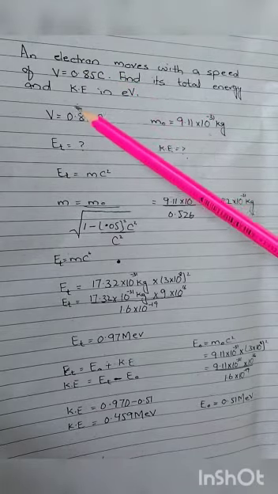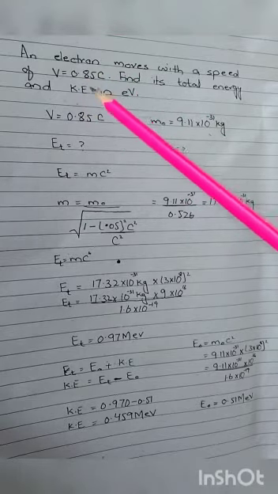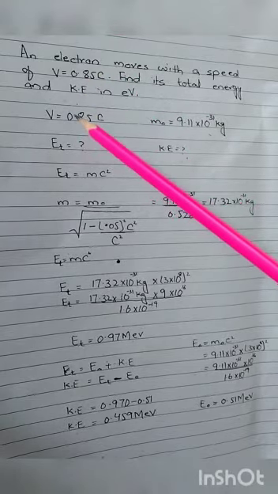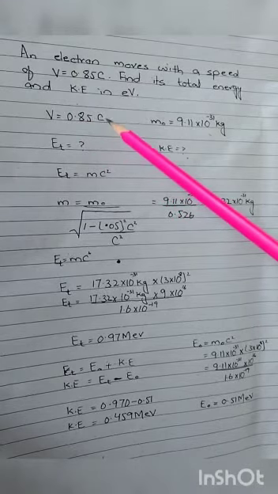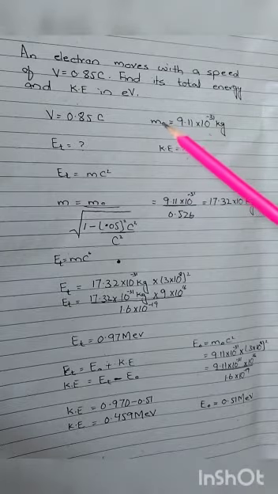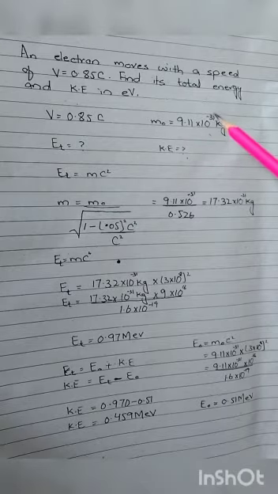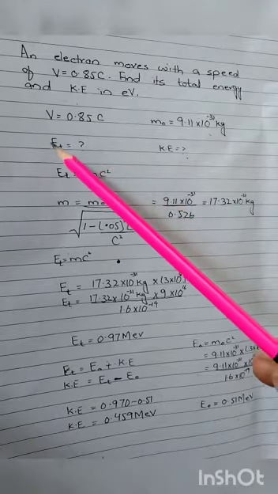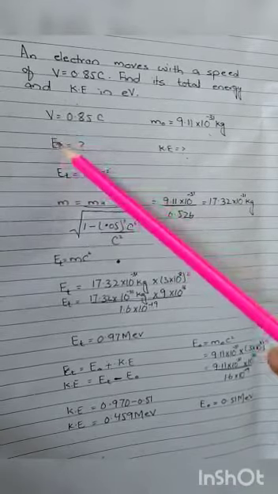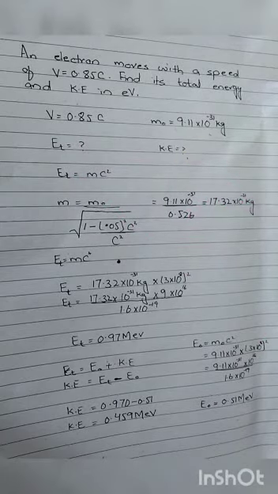So first we write the given data. In your question, the speed with which the electron moves is given, and the speed is 0.8 times the speed of light. Mass of the electron is known to you. This is the rest mass of the electron, equal to 9.11 into 10 power minus 31 kg. So now you have to calculate the total energy of the electron as well as the kinetic energy of the electron.